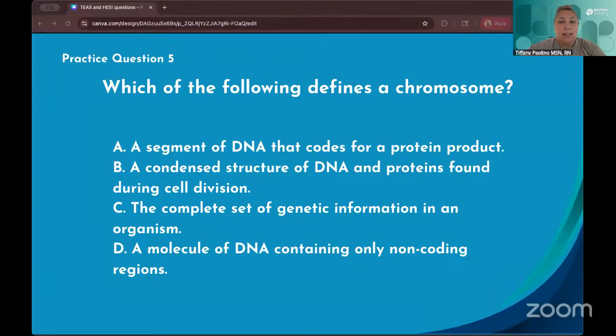A few more seconds. Oh, this one got a lot of you. A chromosome, a chromosome. You want to think about these words here, okay? I got a little bit of everything, it looks like.